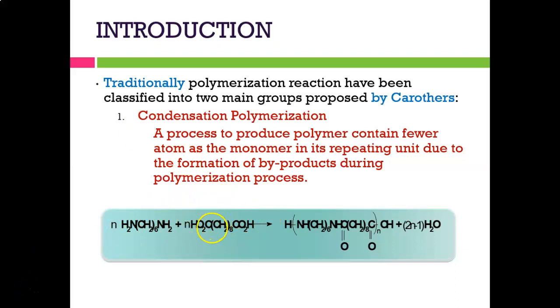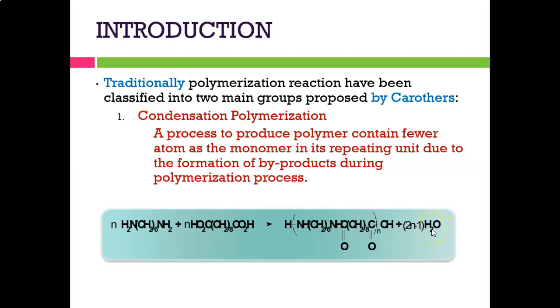We have adipic acid, which has a COOH group at both ends of the monomer structure. So it will give the nylon with the number n, either nylon 6,6 or nylon 6,10, right? In 6,10, 6 represents the number of methylene groups in the diamine portion, while 10 is the number of carbon atoms in the diacyl portion. So in condensation polymerization, as we can see here, it will produce a byproduct, which is water.